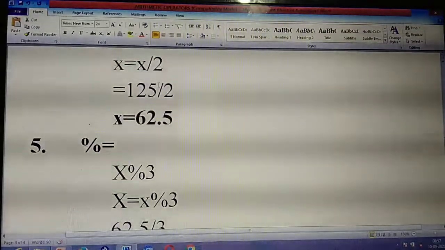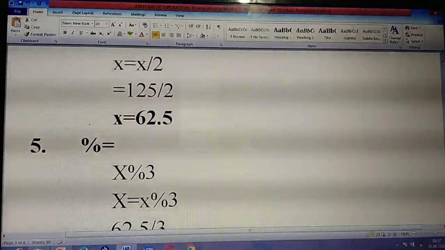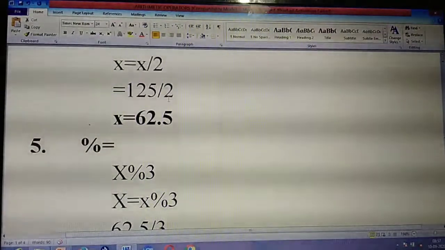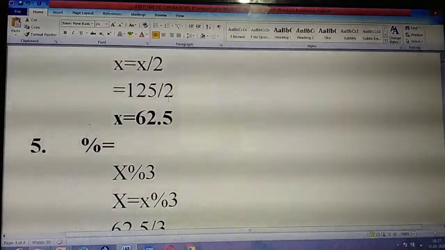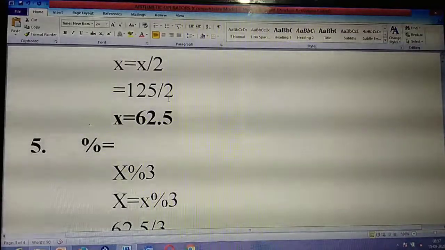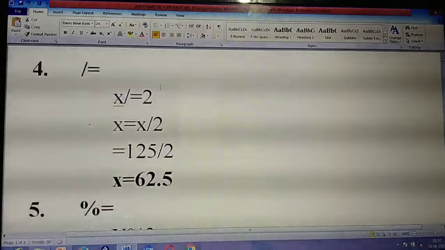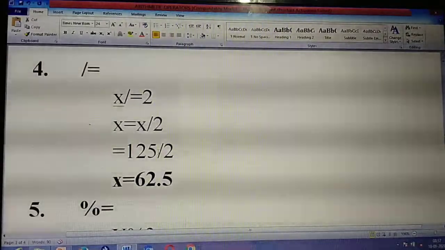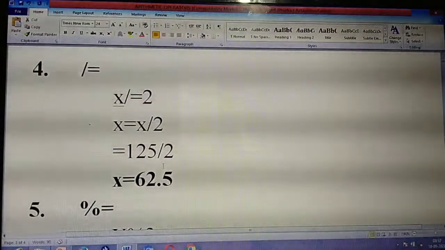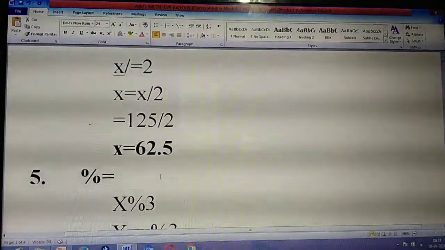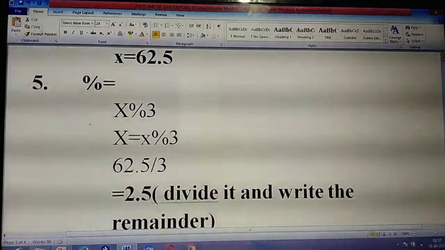So 125 divided by 2. For 2 table, 62.5. So the answer you got is 62.5. Understand? Have you all written? The operator slash equal to 2 means x divided by 2. The value of x you got at the last is 125. Dividing that value by 2, the answer you get is 62.5. Yes.